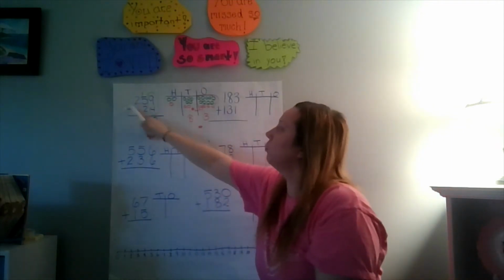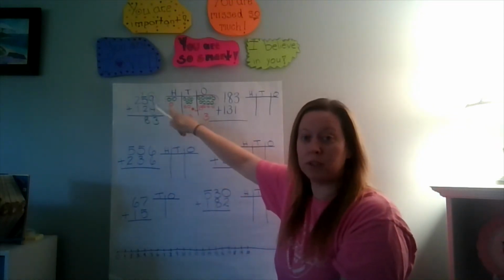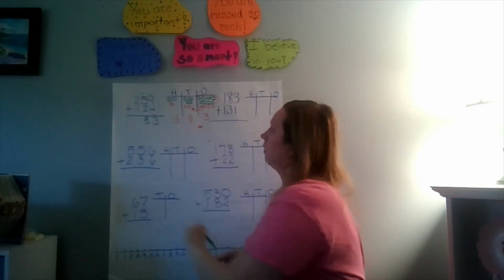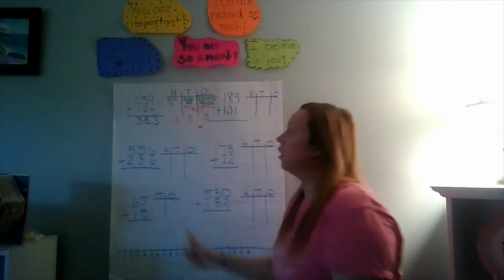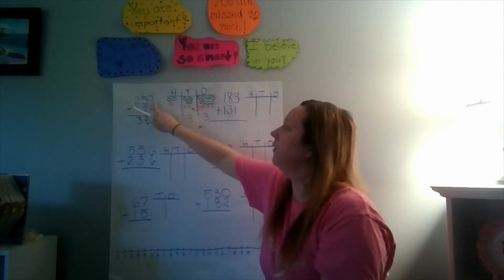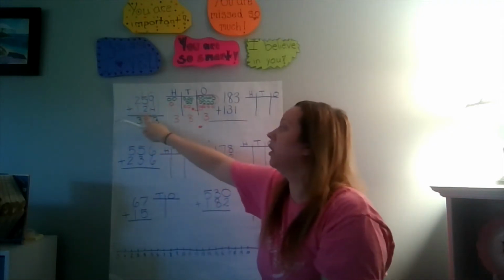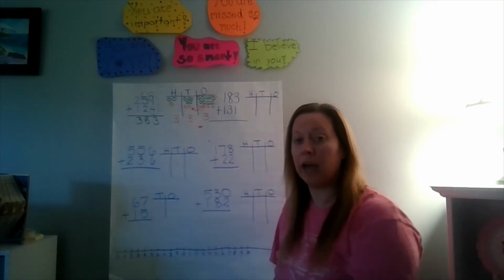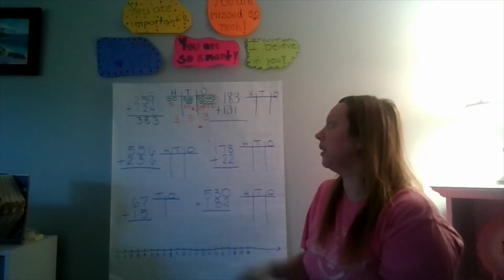Now over here, 2 plus 1. If you're not sure what 2 plus 1 is, count them up with your circles. 1, 2, 3. So my answer, 259 plus 124 gives me 383. Okay? So now we're going to move on to the next one.